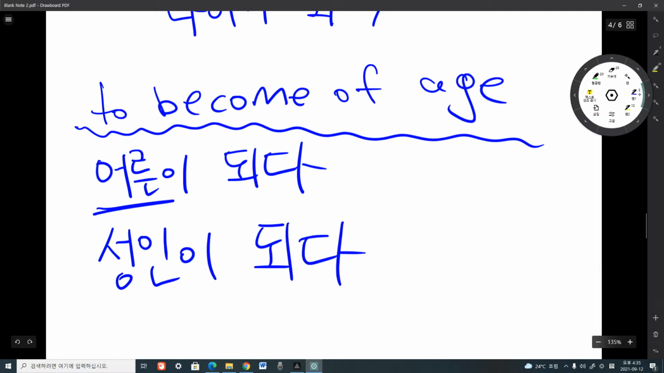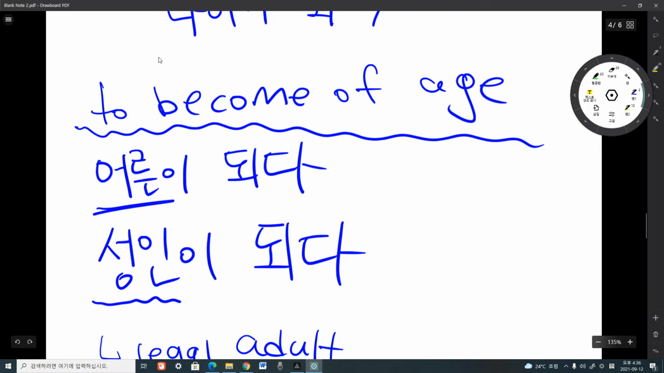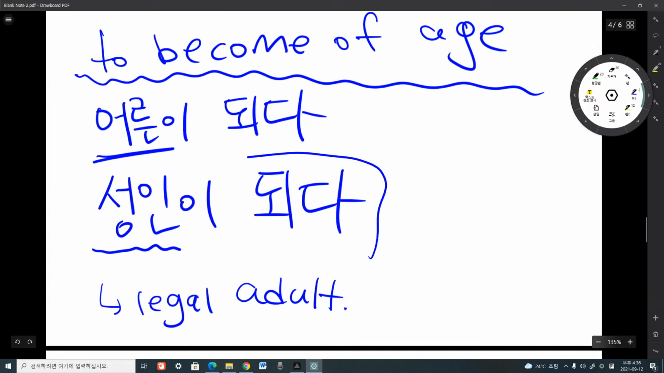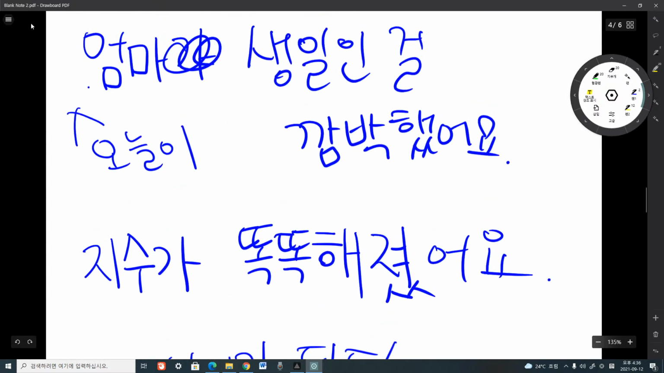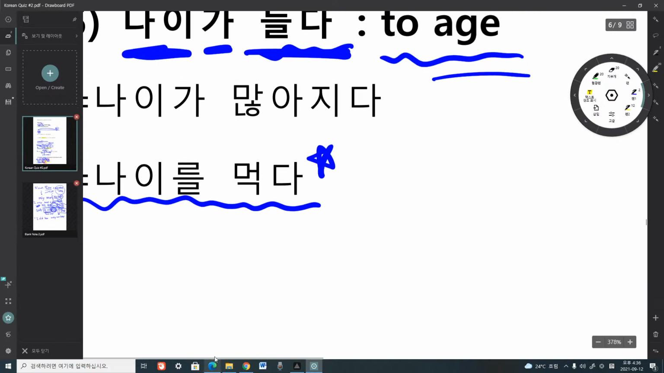성인 actually has two meanings. One is saint, used religiously. And the second one is adult, as in legal adult. So to become of age, we usually say 성인이 되다. 성인이 되다.